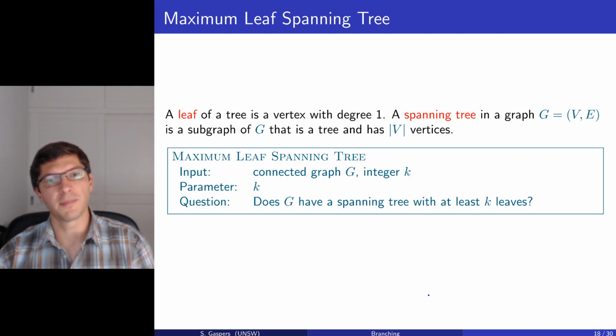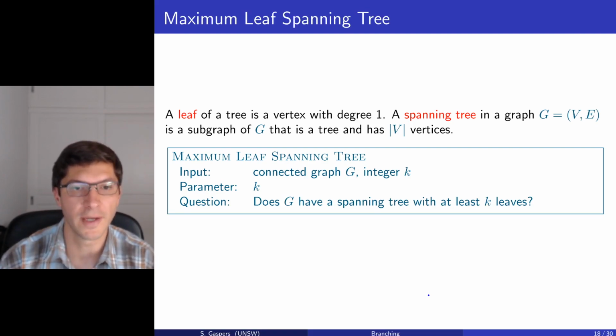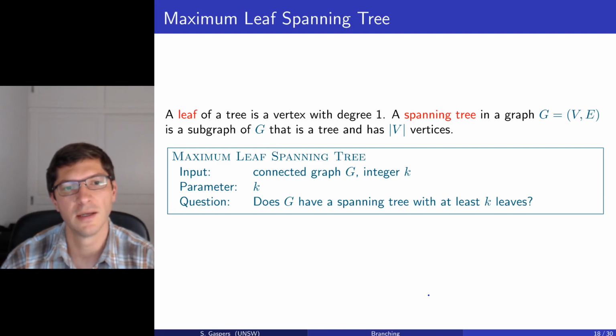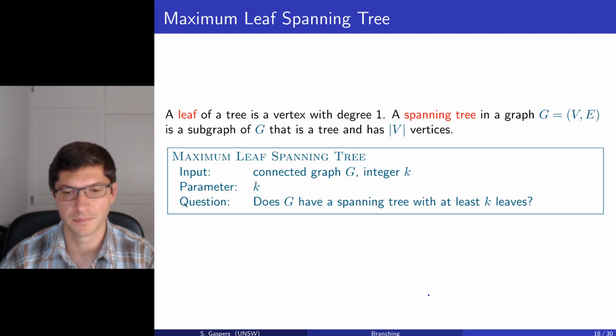In the maximum leaf spanning tree problem, the input is a connected graph G and an integer k, the parameter, and the question is whether G has a spanning tree with at least k leaves.